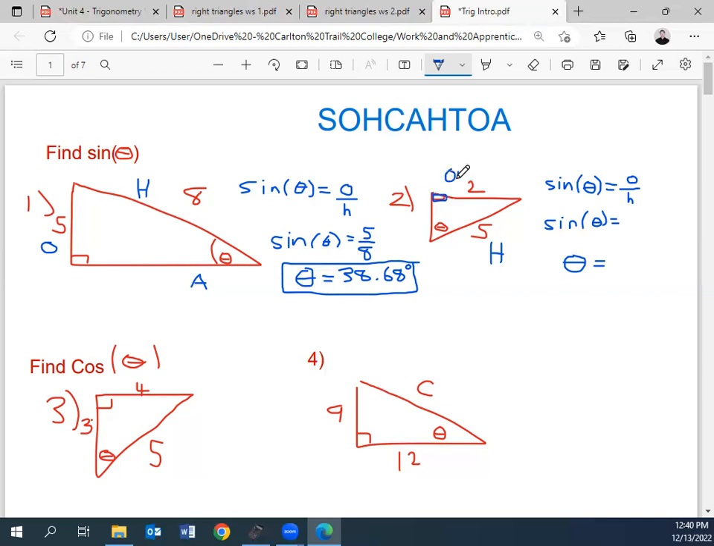It's opposite, right? Because it's the opposite of our angle that was given to us, which means this is our adjacent. Cool. So I know I need to find sine of this. Sine of theta is opposite over hypotenuse. So it's going to be 2 over 5, right? Because that's the opposite and that's the hypotenuse. So 2 over 5. And now what do I do?